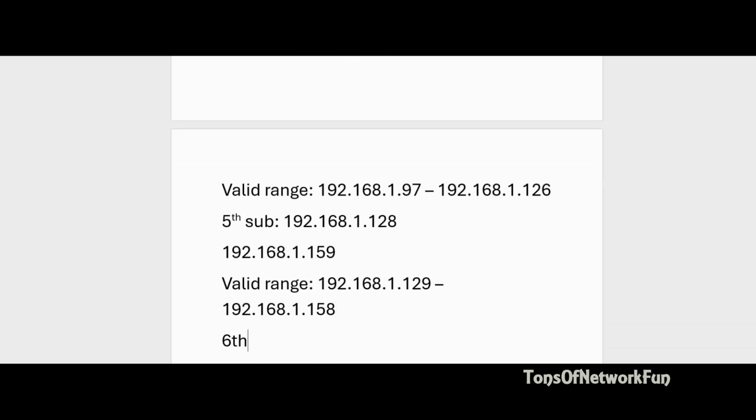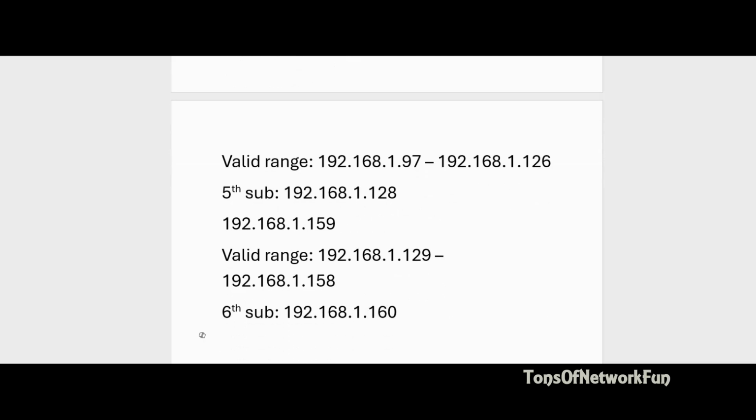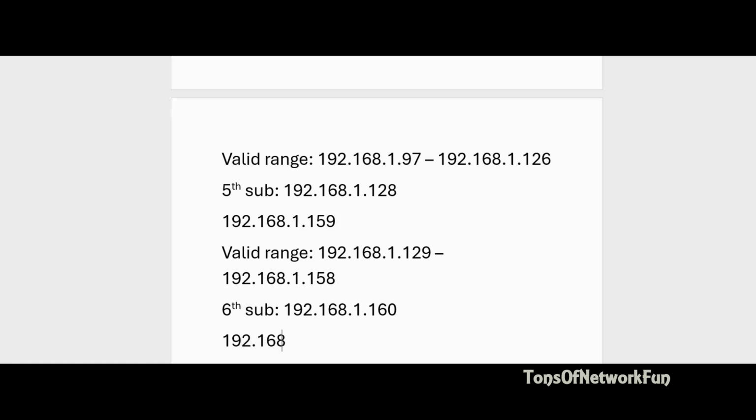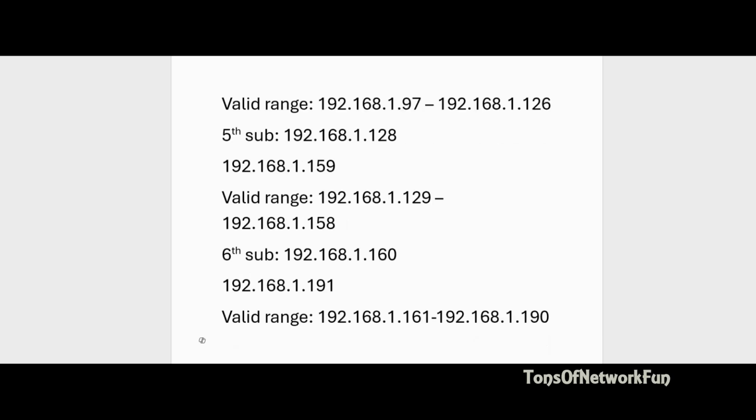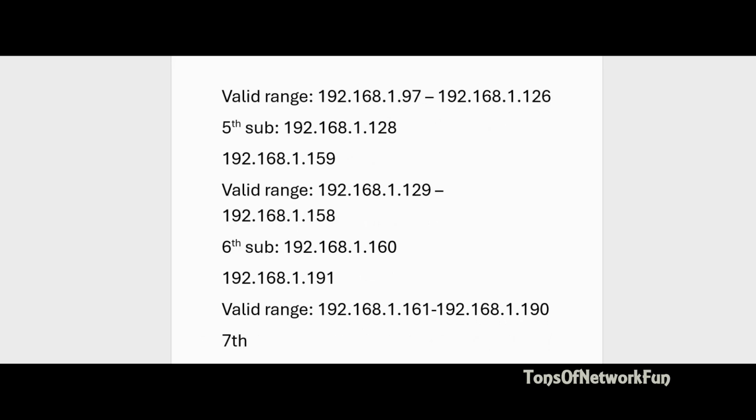Sixth one starts at 192.168.1.160. Broadcast ID will be 192.168.1.191, right? 160 plus 32 is 192. 192 minus 1 is 191. Valid range 192.168.1.161 until 192.168.1.190.